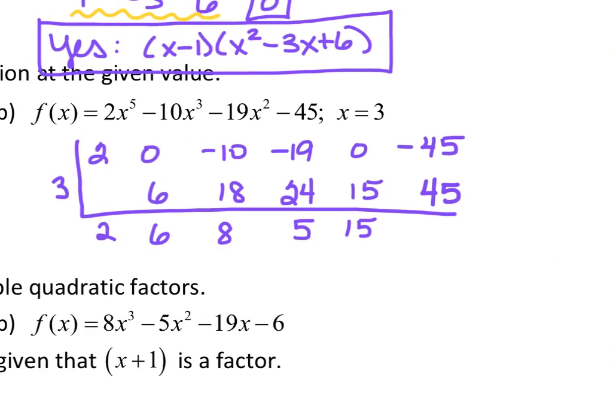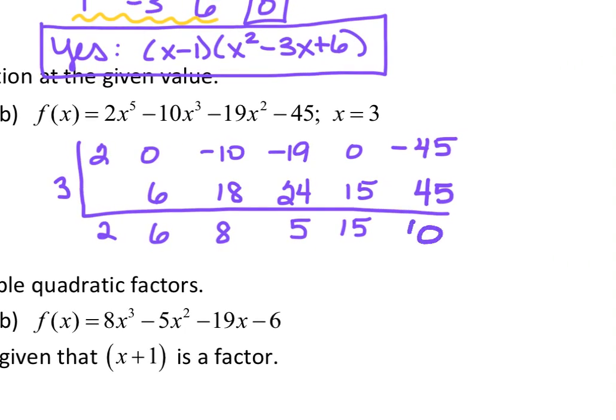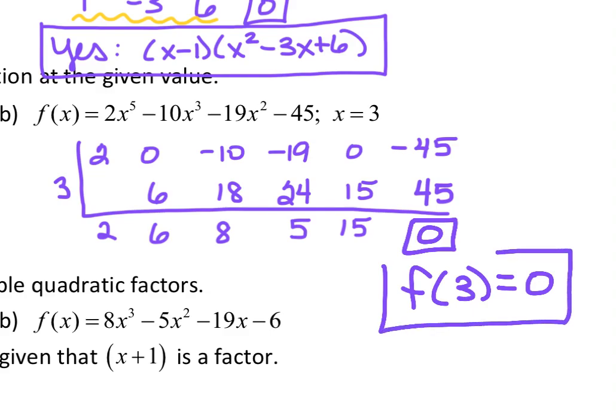And again, you want to write your answer to this. Negative 45 and 45 is 0. And you want to write your answer in function notation. So here you have f of 3 is equal to 0, just like that.